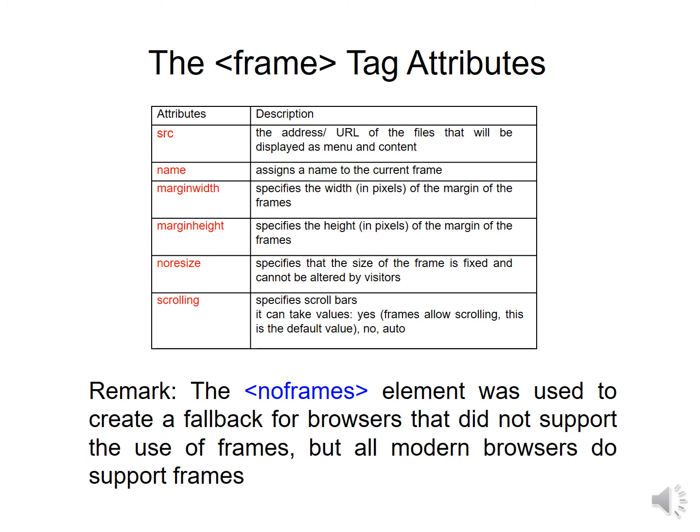The marginwidth and marginheight attributes allow you to specify the width of the space between the left and right, the top and bottom of the frame's borders and the frame's content. The noresize attribute prevents a user from being able to resize the frame. The scrolling attribute controls the appearance of the scroll bars that appear on the frame.